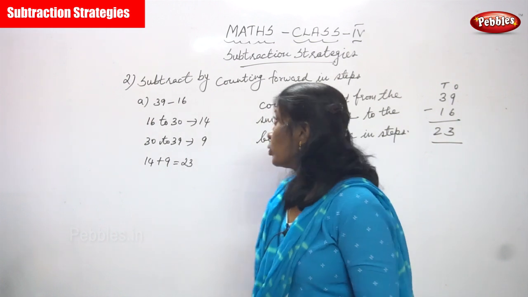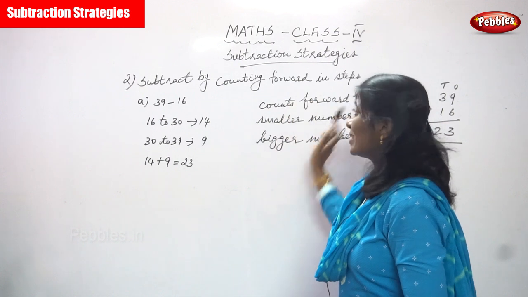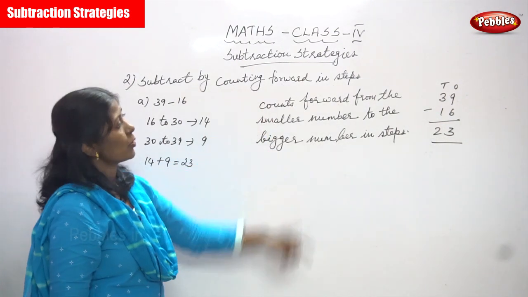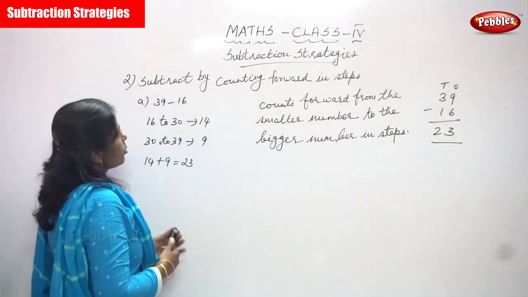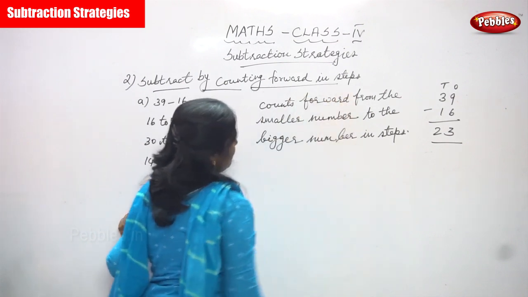Okay, now we are going to do the subtraction strategy in another method. It's subtract by counting forward in steps. Subtract, listen, subtract by counting forward in steps. So, how are we going to do the sum? It is also another method of subtraction strategy.